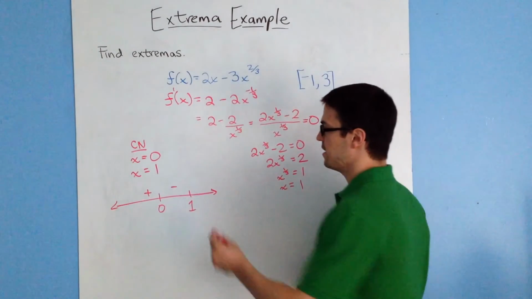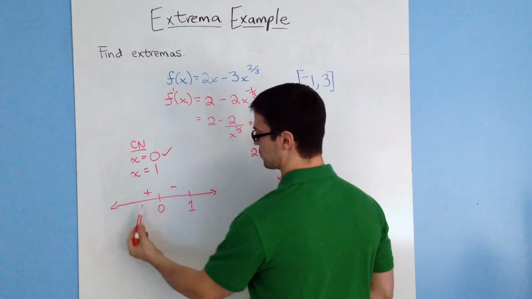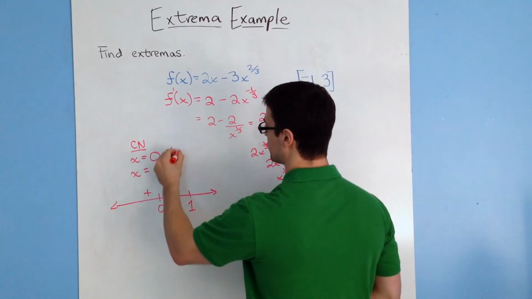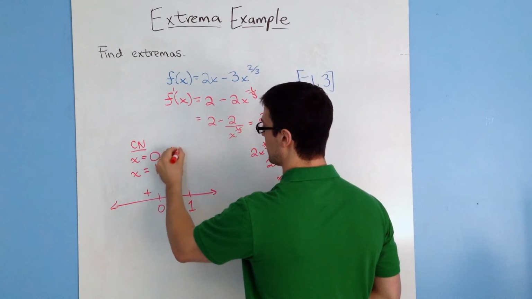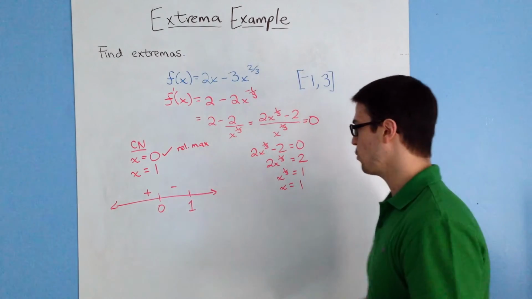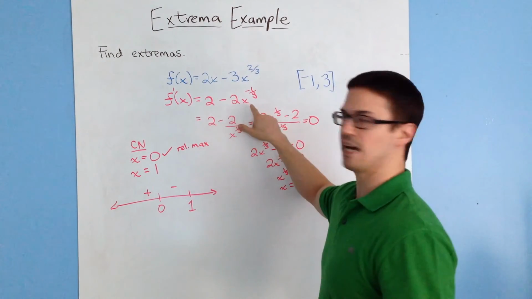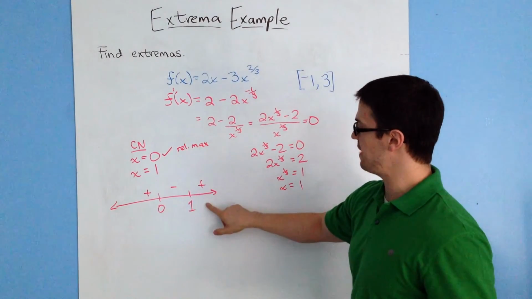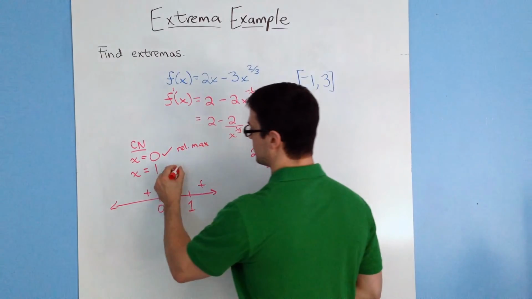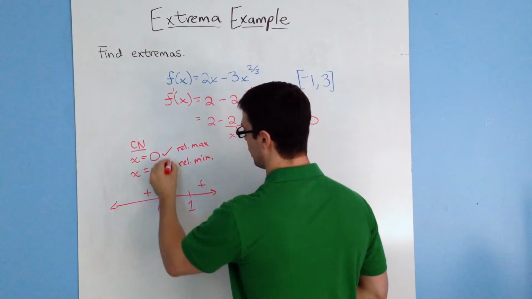So this means that x equals 0 is in fact a local max because it's going from positive to negative. I can just write relative max for this one. Now we're going to do the same thing with the 1. So we'll plug in 2 over here. You end up with 2 minus 2 times 2 to the -1/3 power. If you plug in 2, you'll end up with a positive value. So this shows that 1 is going to be our relative min. So both of those check out.